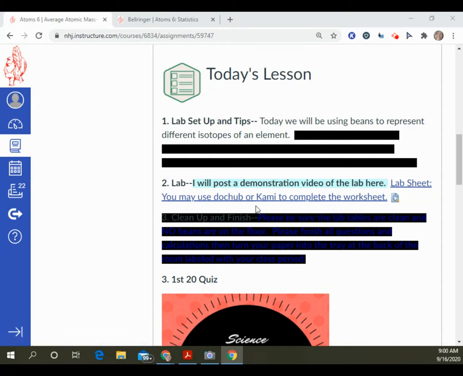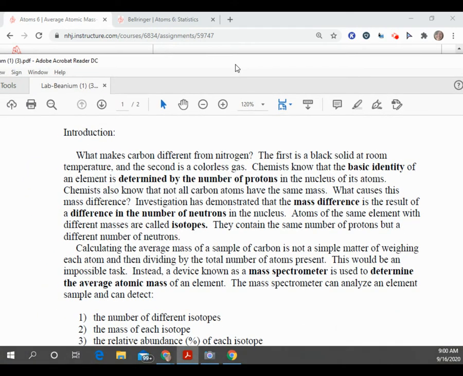You may use DocHub or Kami to complete the worksheet. If both of those drive you crazy, feel free to put it on a piece of paper. Just make sure I can see which questions and answers match, and that it makes sense on the paper that you turn in. You would be turning in a picture of a paper that you wrote on in that scenario. So let's go ahead and look at our instructions.